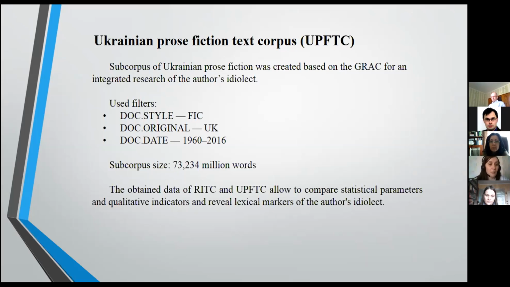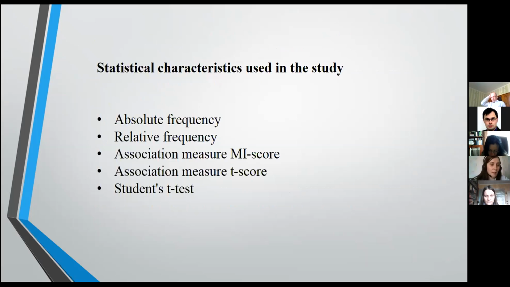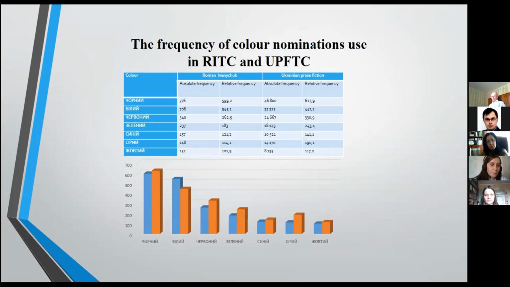The obtained data of Roman Ivanychuk text corpus and Ukrainian prose fiction text corpus allow to compare statistical parameters and qualitative indicators and reveal lexical markers of the author ideologue. The absolute and relative frequency association measures MI-score, T-score are used in our study. Next, in this slide, the frequency of color nomination in Roman Ivanychuk text corpus and Ukrainian prose fiction text corpus are taken into consideration and are manifested in the table and in the figure.